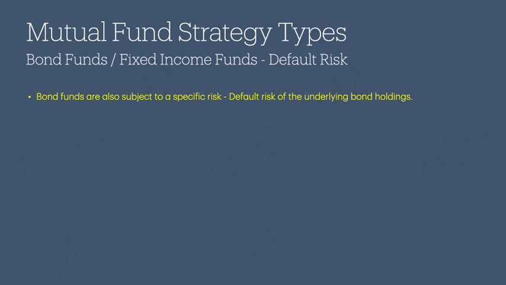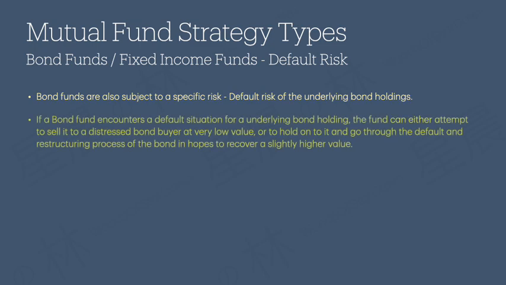Defaults in a fund's underlying portfolio holdings are always undesirable, and bond funds often have a harder time handling defaulting or defaulted positions than equity funds. If a bond fund encounters a default situation for a bond in its portfolio, the fund manager needs to decide whether to try to get rid of the position by attempting to sell it to a distressed bond buyer at very low valuations, or to hold on to it and go through the default and restructuring process of the bond, in hopes that the bond price will eventually recover to a slightly higher value.